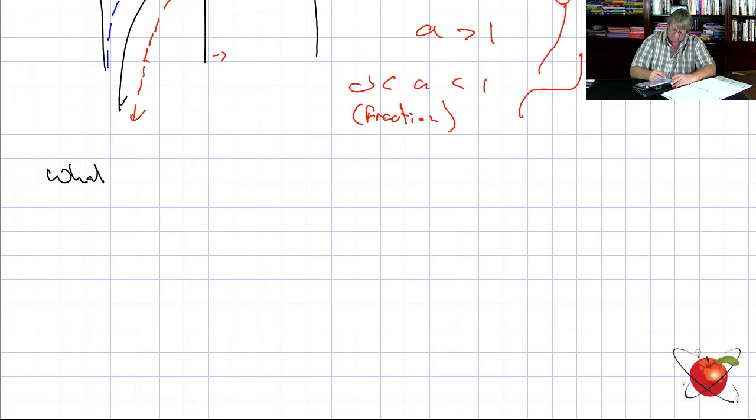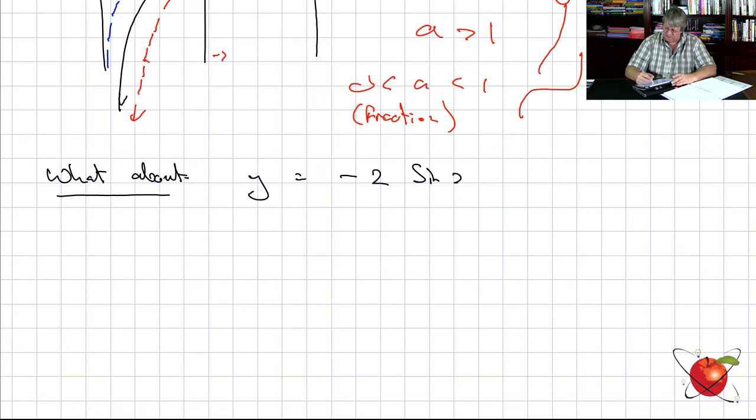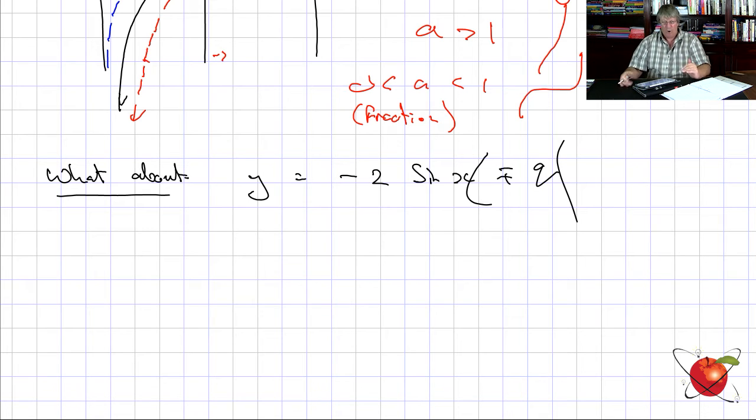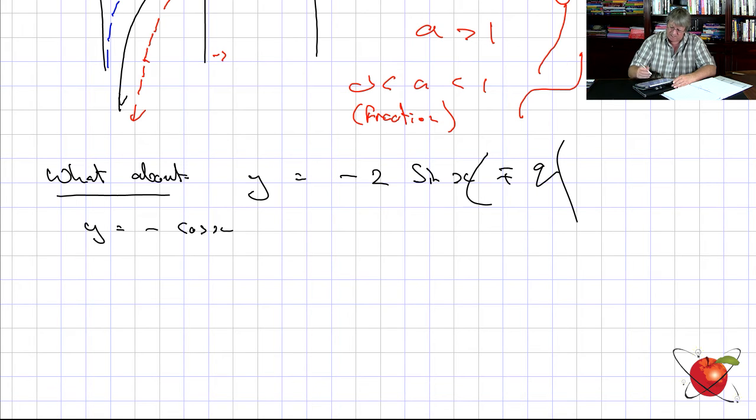Lastly, I want to just cover, okay, what about y equals minus 2 sine x, plus or minus q? Let's just leave the q out just for the moment. I mean, all the q does is lift it up and lift it down. That's all. Well, what about this minus 2? What is going to happen? Let's look at y equals minus cos x.